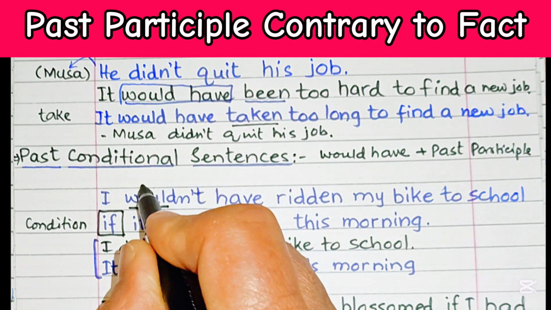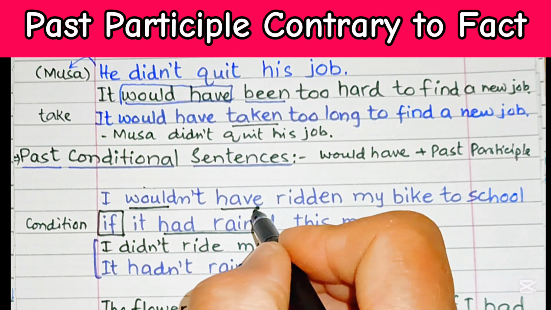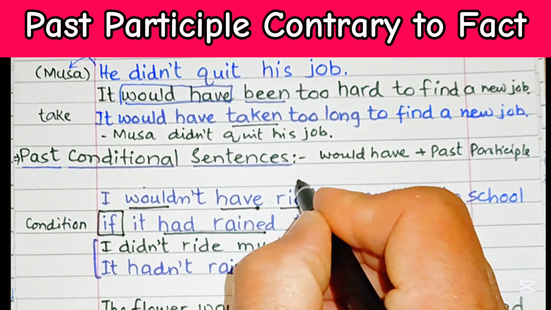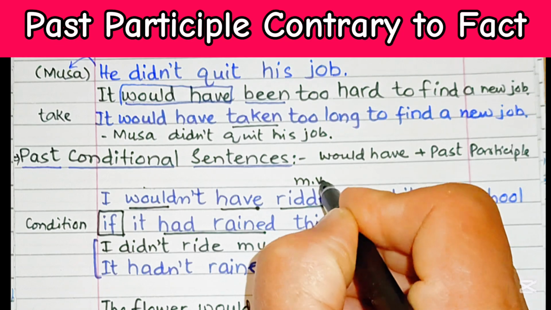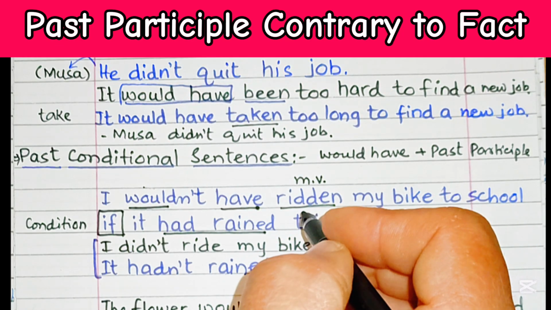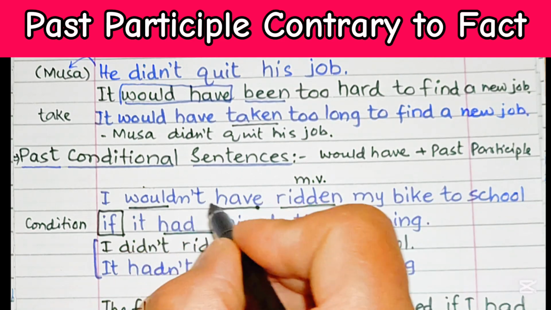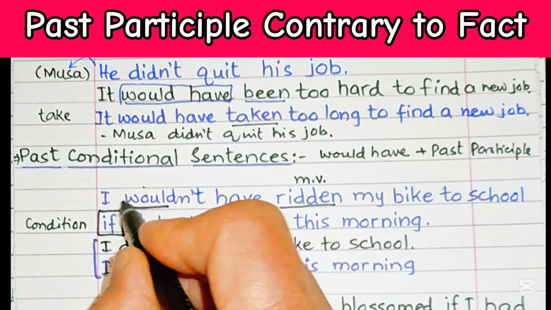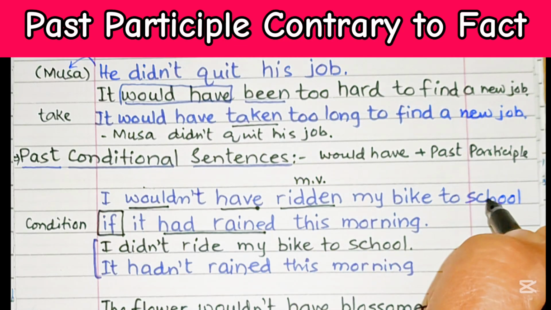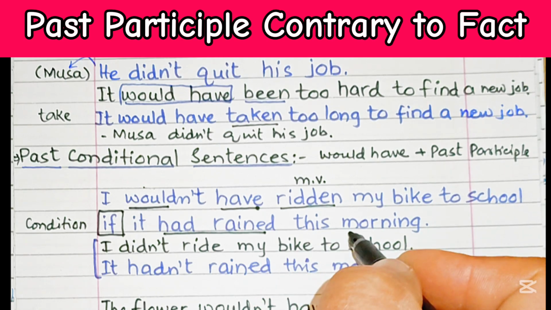So over here would, and then we have got have, would have, and then the main verb ridden. The main verb is used in past conditional sentences. So this is the main verb. I wouldn't have ridden my bike to school if it had rained this morning.